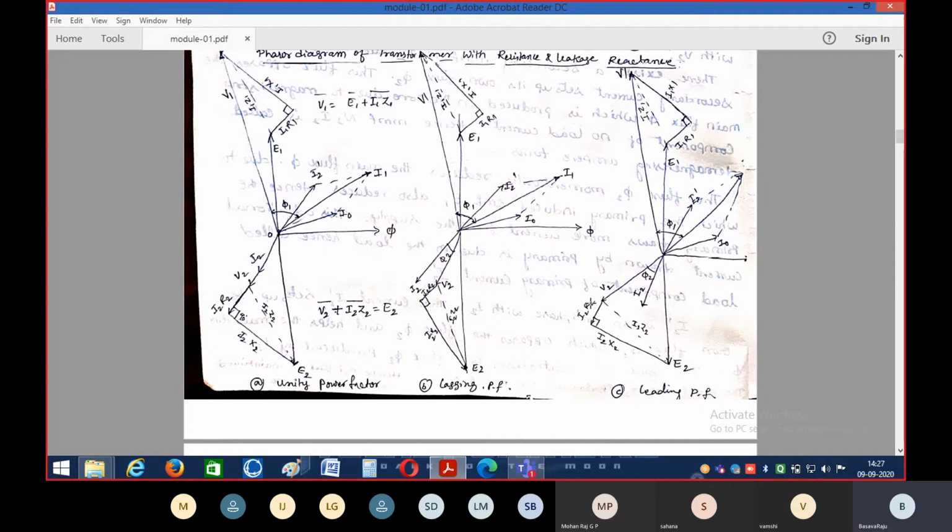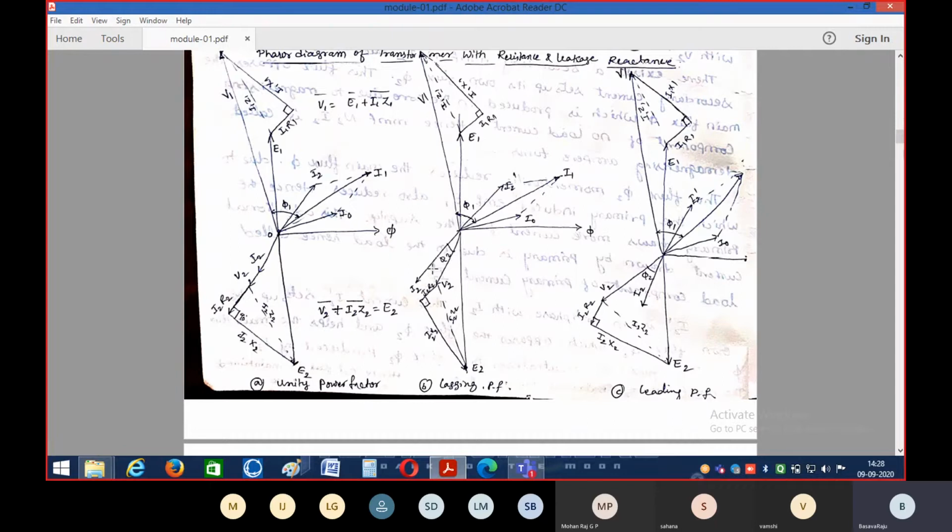So in the case of inductive loads, the current always lags behind the voltage by angle phi 2. See here, what is phi 2? It is the angle between the secondary voltage and the secondary current. Always current lags behind the voltage by the power factor angle. So here the secondary power factor angle is phi 2. Therefore current I2 lags behind V2 by angle phi 2.